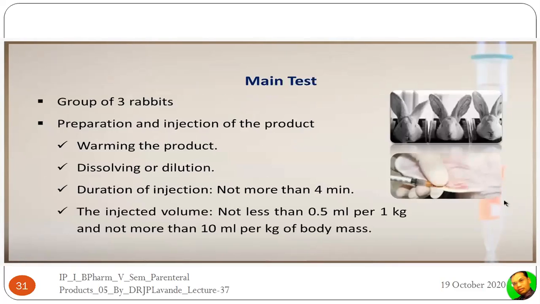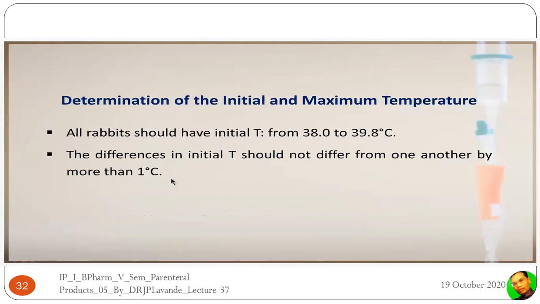Now the preparation and injection of the product is to be carried out. The product is warmed, dissolved or diluted, and the duration of injection should not be more than 4 minutes. The injected volume is not less than 0.5 ml per kg and not more than 10 ml per kg of the body mass of the rabbits. The product is injected into the left ear vein of the rabbits.